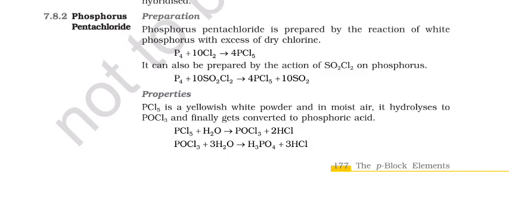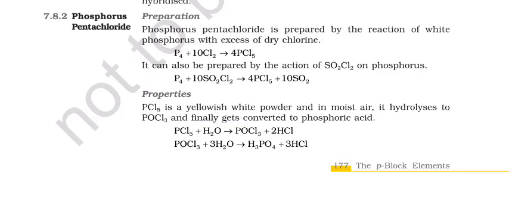Phosphorus pentachloride preparation. Phosphorus pentachloride is prepared by the reaction of white phosphorus with excess of dichlorine. P4 plus 10Cl2 gives 4PCl5. It can also be prepared by the action of SO2Cl2 on phosphorus. P4 plus 10SO2Cl2 gives 4PCl5 plus 10SO2.